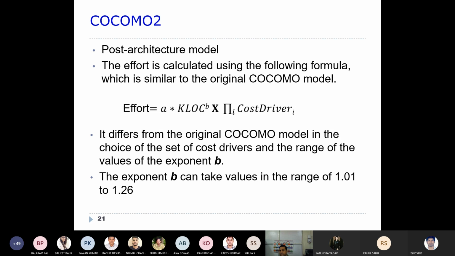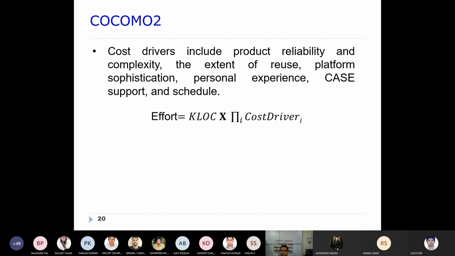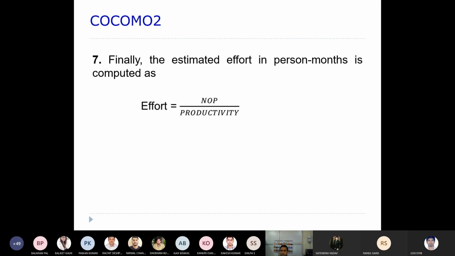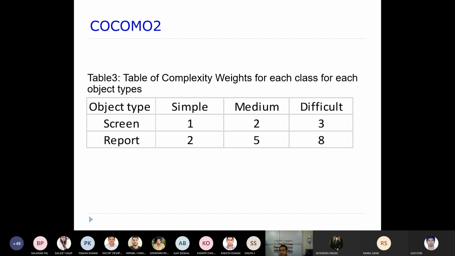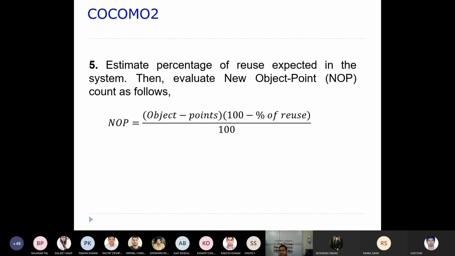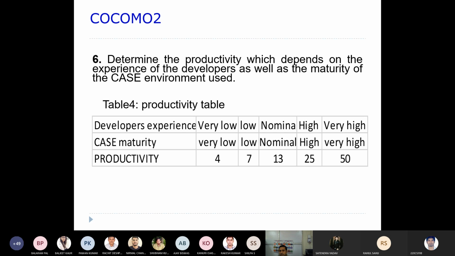Any doubts from our students regarding COCOMO 2? Should I go on to the other topic? Yes, sir.